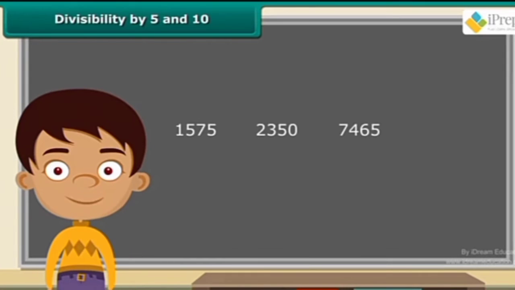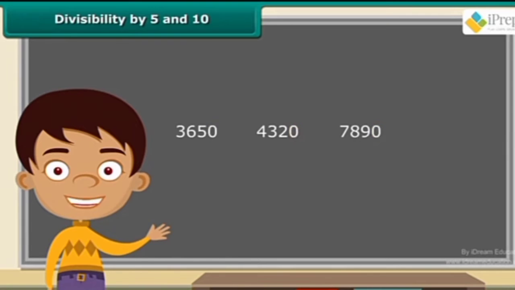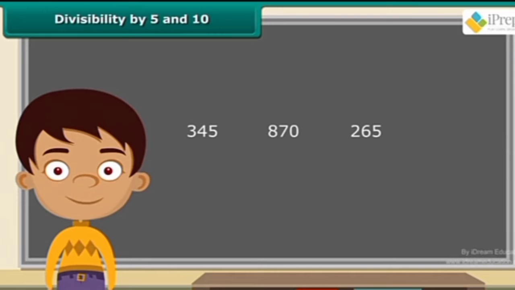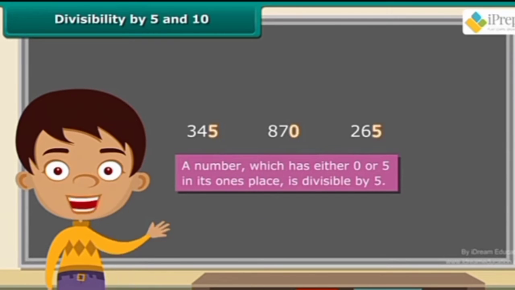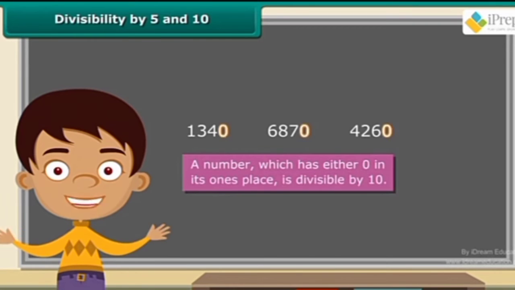It's very easy to devise a rule for checking divisibility by 5. Any number that ends with a 0 or a 5 is a multiple of 5. Therefore, it is divisible by 5. Any number that ends with a 0 is a multiple of 10. Therefore, it is divisible by 10. Therefore, any number that contains 0 or 5 in its ones place is divisible by 5. And any number that contains 0 in its ones place is divisible by 10.